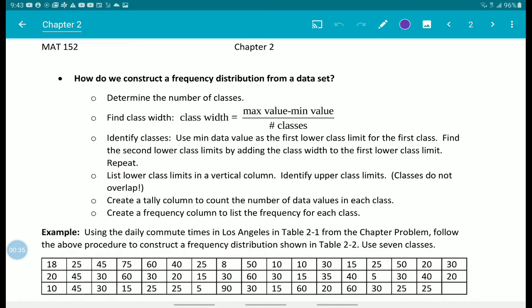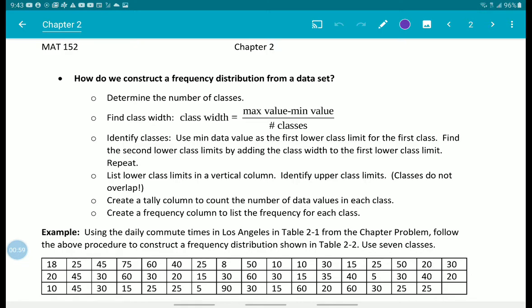Do I want 5 classes? Do I want 7? You want enough classes so that you can see what the shape of the distribution looks like. Too many classes and it may just be overwhelming. Too few classes, you may not get a good idea of the shape. Once you determine that, you can figure out the class width. Class width is the biggest value minus the smallest value divided by how many classes you have.